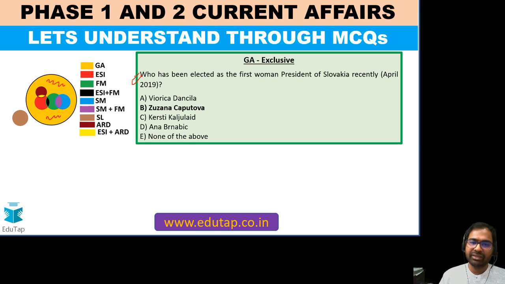Can this question be asked in ESI or finance or ARD or security market? Tell me in the chat box. Can this question be asked about the first women president of Slovakia? Tell me in the chat box. Do you think this question can be asked in phase 2? Anywhere, any section of phase 2. Can it be asked in ESI, ARD, finance and management or security?